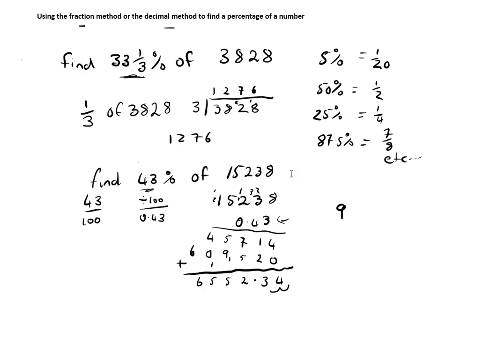And then when it's uncommon fractions, maybe such as 9%, 43%, 51%, all of those, it can be just easier to turn them into decimals and use the decimal method. Okay, so that's just a quick video about using the fraction method or the decimal method to find the percentage of a number.